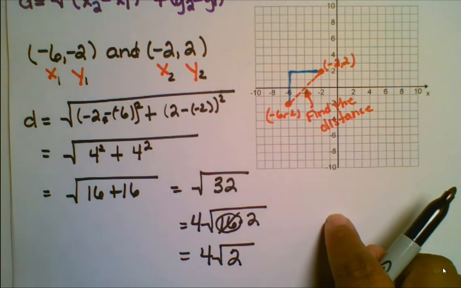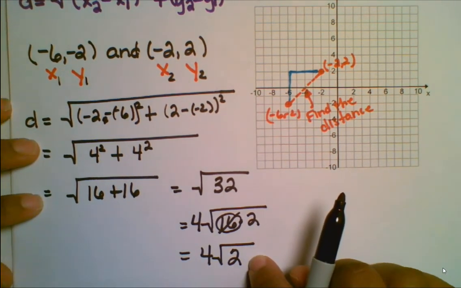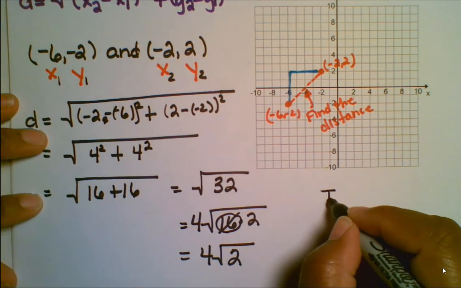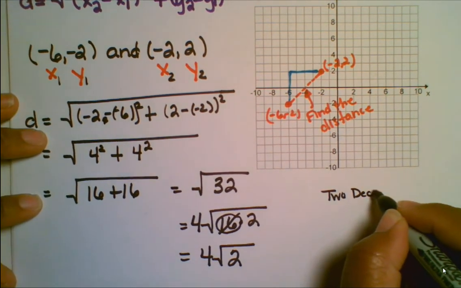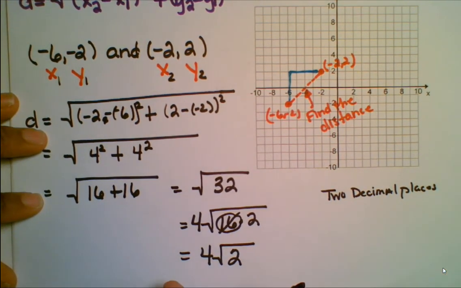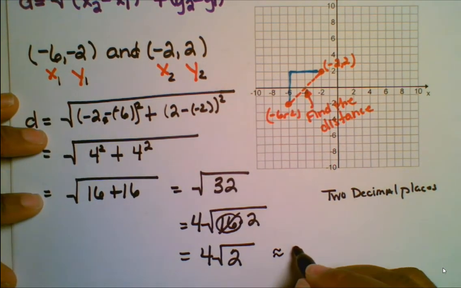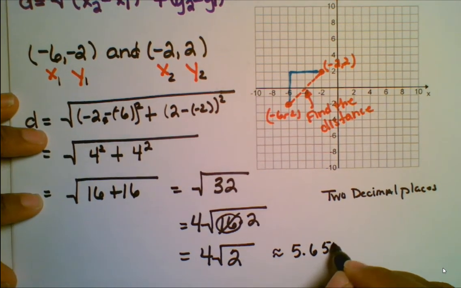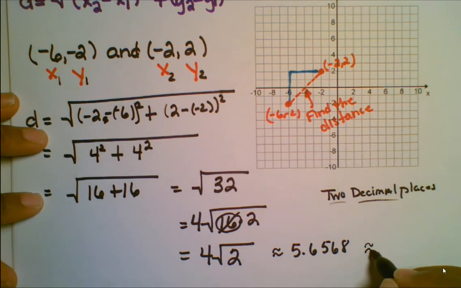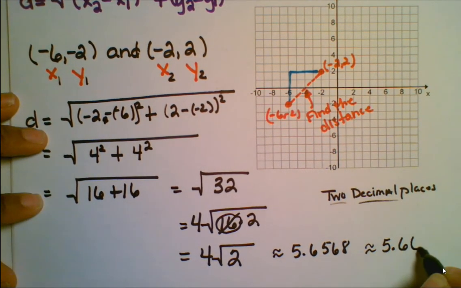Now, when it asks you to round your solution or to write it in approximate form, we're going to write our answer as a decimal. And we're going to write it in 2 decimal places. So we will need our calculators. So we can put in the square root of 32, or we can put in 4 times the square root of 2. So that's going to give you an approximation of 5.6568 and so on. But we want to round to 2 decimal places, so this rounds to 5.66.